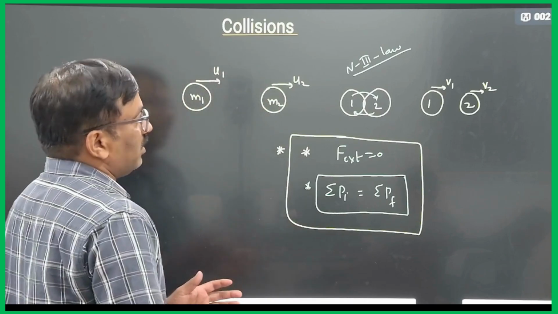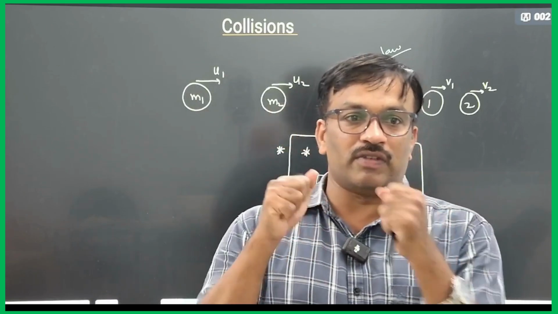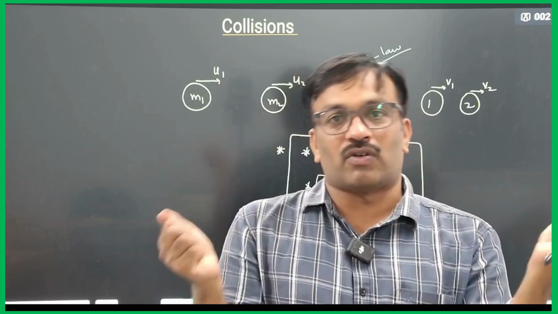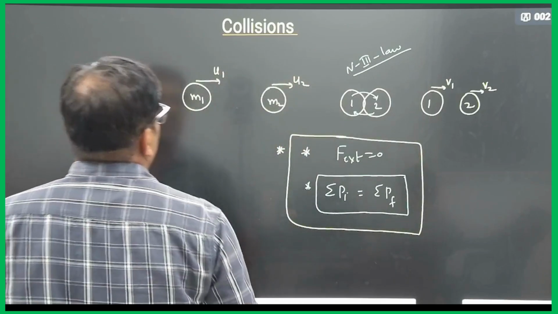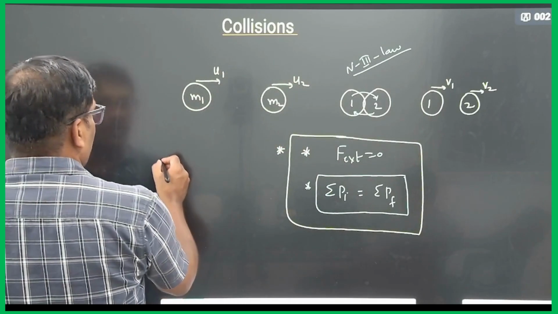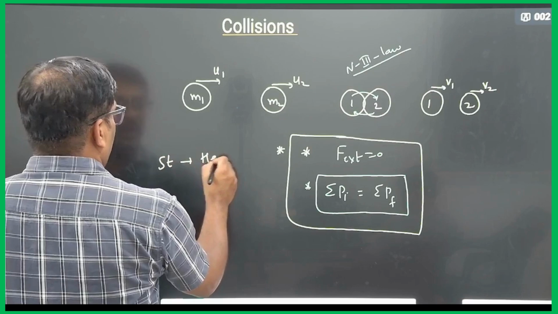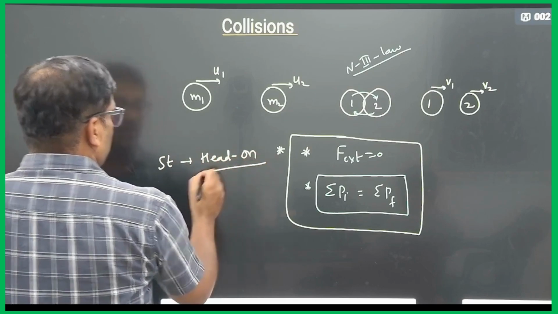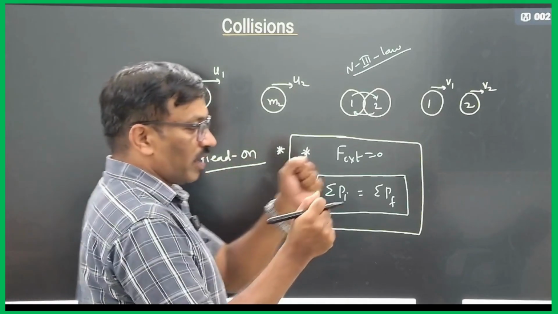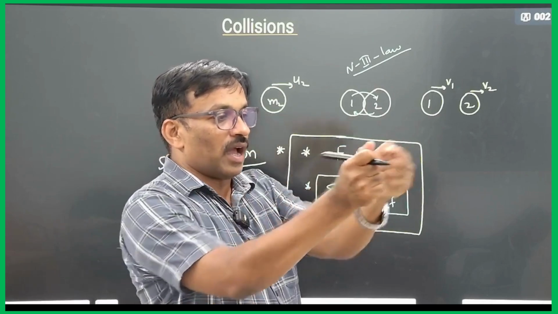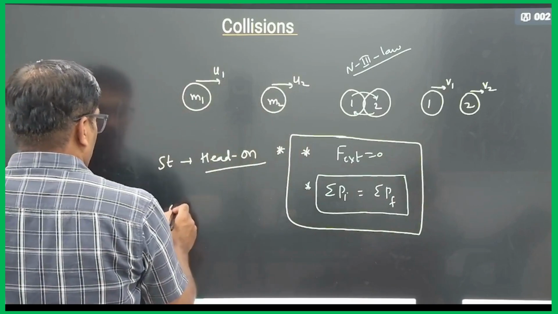So based on the energy, we have one classification, and another based on direction. That means before collision in which direction they are going, and after collision how they are going. Based on that, we also classify the collisions. If they are going in a straight line before and after collision, this is called a head-on collision. If they collide coming like this, and after collision they go in the plane in different directions, that is called an oblique collision.